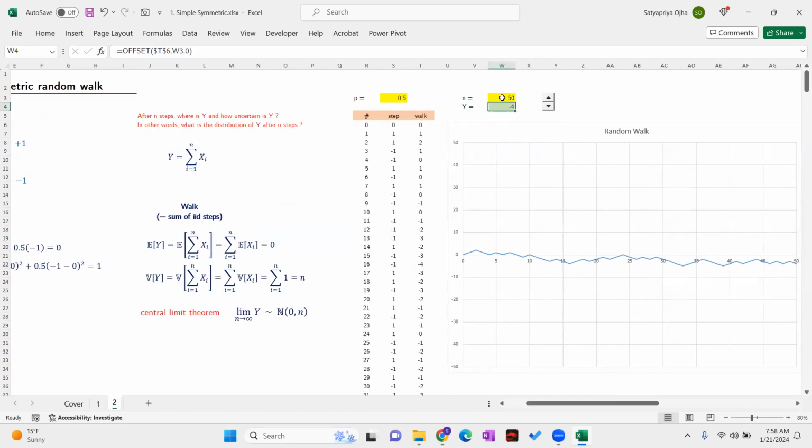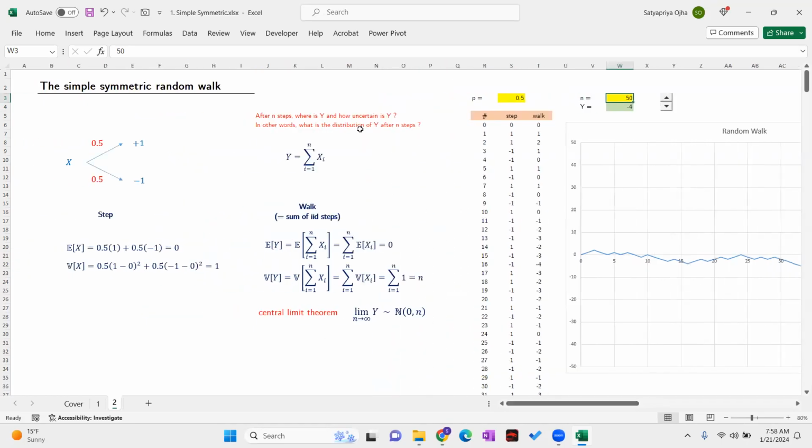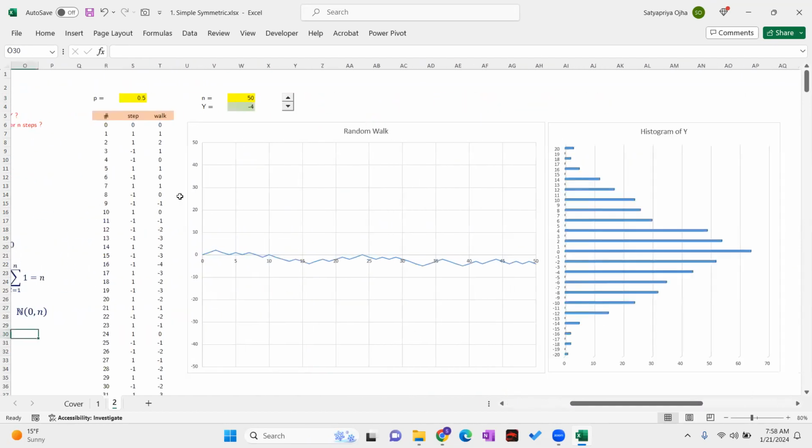By the way, let me ask you this. With n equal to 50, what is the highest possible value it can take? 50, exactly. Correct. And lowest possible value is -50. Excellent. So I hope you understood this entire sheet. Any questions on this? Step, walk, theoretical expectation variance, central limit theorem imposes normal distribution, and we verified everything through animation. Are we clear on this sheet, everybody?